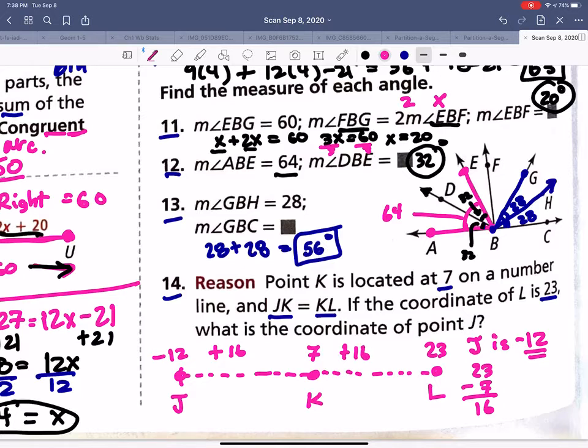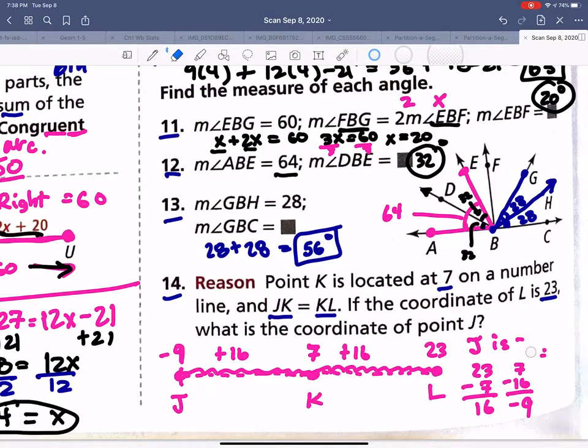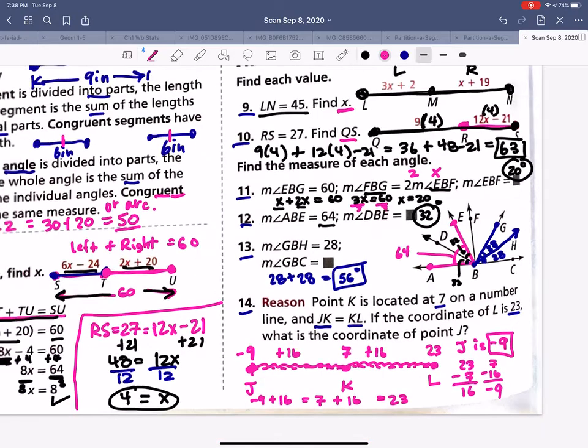So this was 7 plus another 16 bunny hops. I get 23. So what number, maybe negative 12 isn't right. I've got to do what number plus 16 bunny hops would get me 7. So let's do that. So now I'm at 7, and I want to go backwards. Minus 16, I get -9. Yep, that sounds right. Okay, so I changed my answer to -9 because I double-checked my work. So -9 plus 16 is 7, and 7 plus 16 is 23. So definitely point J would be -9. All right, good job. Now let's go to the next section.